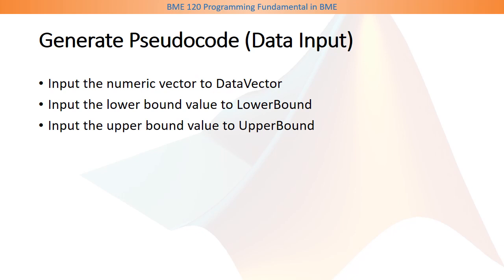After completing the head comment, we move to the next section of pseudocode to describe the steps of the script. We will follow the steps listed in the previous slides of script analysis. The first step is for data input. There are three sub-steps. They are: input the numerical vector to variable data vector, input the low bound value to variable low bound, input the upper bound value to variable upper bound.